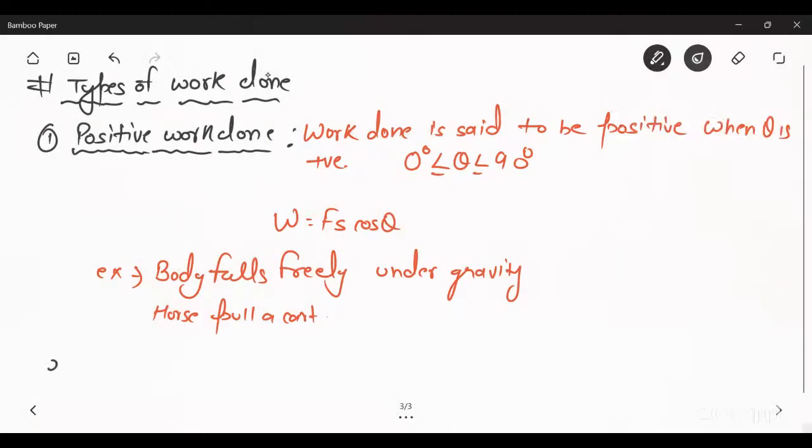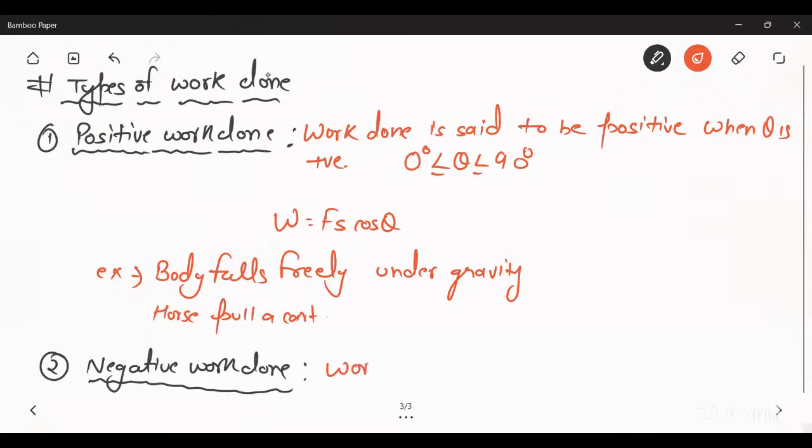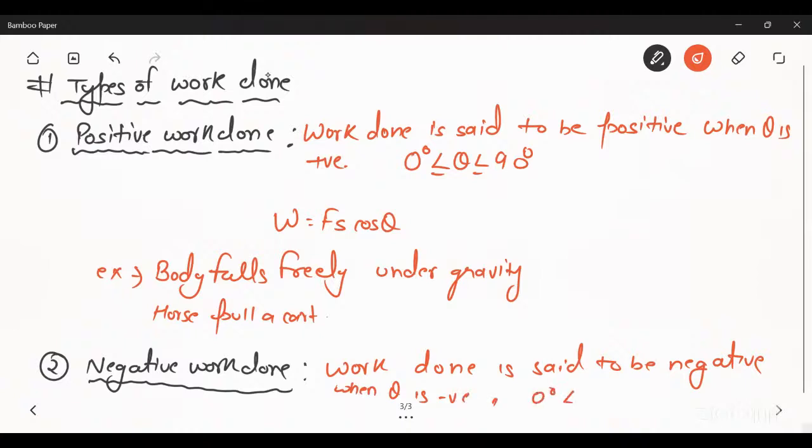Now second is negative work done. What is negative work done? Work done is said to be negative when theta belongs to 90 to 180 degrees. So work done is said to be negative when theta is obtuse, that means theta belongs to 90 degrees to 180 degrees.